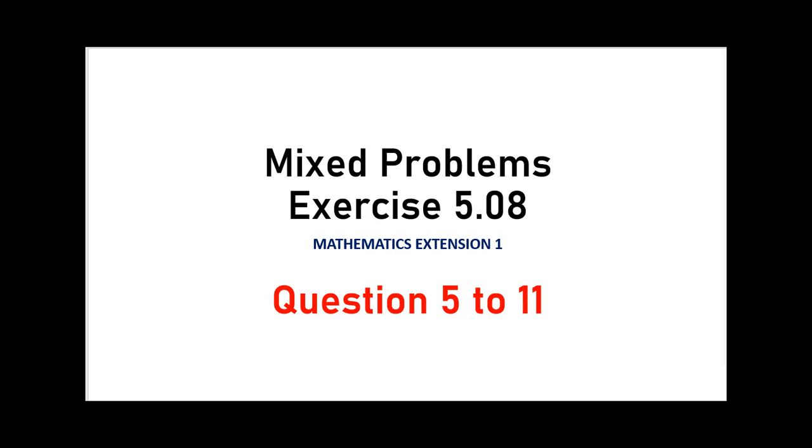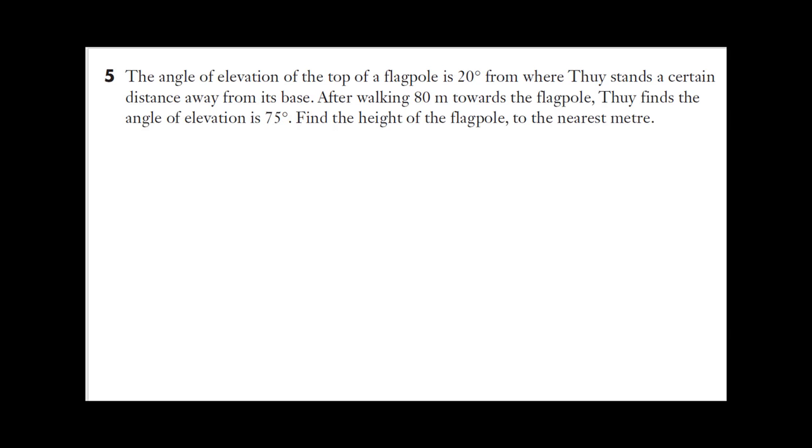Okay class, going to take you through questions 5 to question 11 from exercise 5.08 in the textbooks, the mixed trig problems. So question 5, the angle of elevation of the top of a flagpole is 20 degrees from where Tom stands a certain distance away from its base. After walking 80 metres towards the flagpole, Tom finds the angle of elevation is 75 degrees. Find the height of the flagpole.